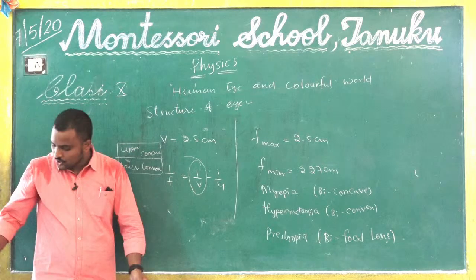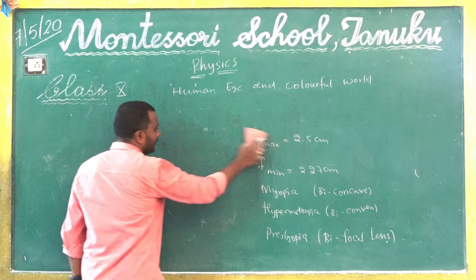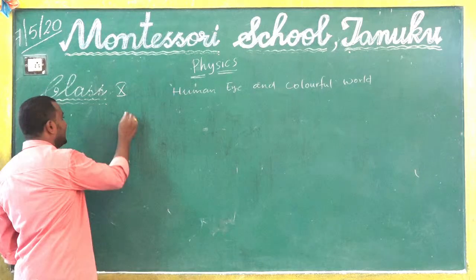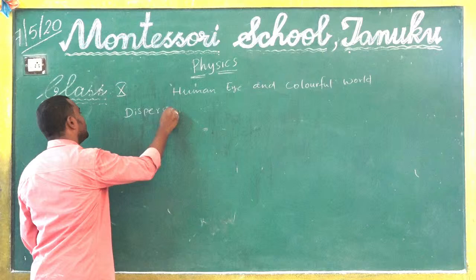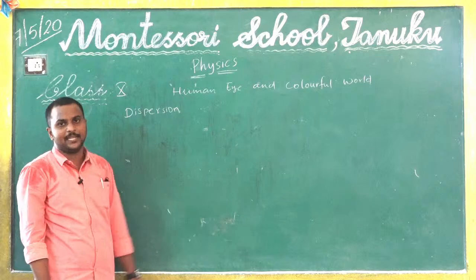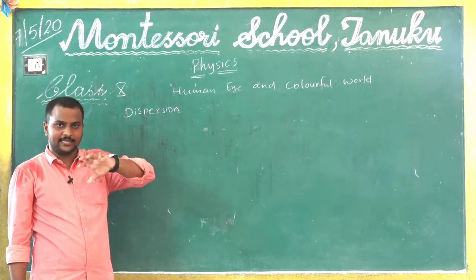Next, dispersion. Now one more property of light is dispersion. So what is dispersion? We often observe a rainbow in the sky. Dispersion. What is happening? Actually we get the white light from the sun.